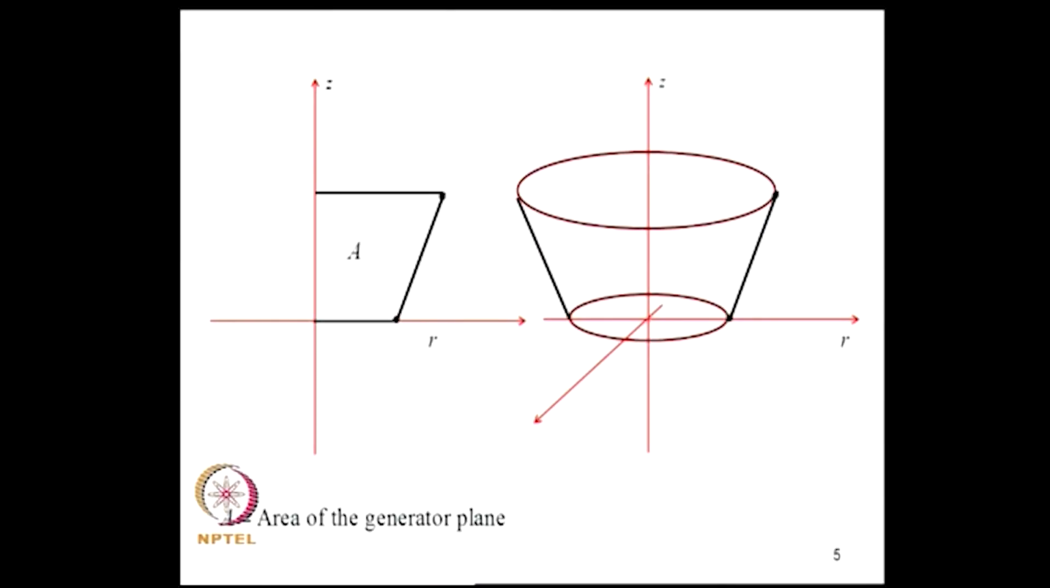So, how are these axisymmetric solids produced? Suppose you have a generator plane with area A, and suppose it revolves around axis z, it produces an object like this. So, the focus of our discussion is on studying this type of objects. In this case we need to model only this generator plane and we can complete the analysis for this object.